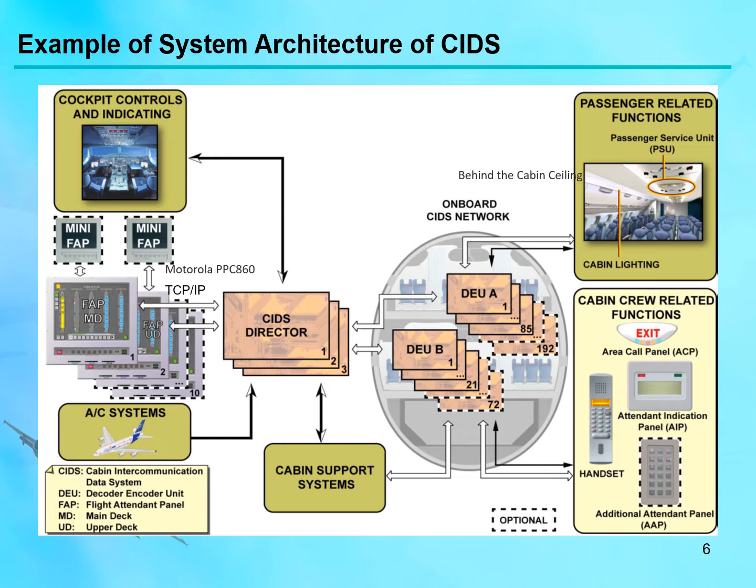They interface to the cockpit, to the aircon system, to the cabin support system, and then to the passenger related functions and crew related functions through this DEU A and B, which we will cover later on.